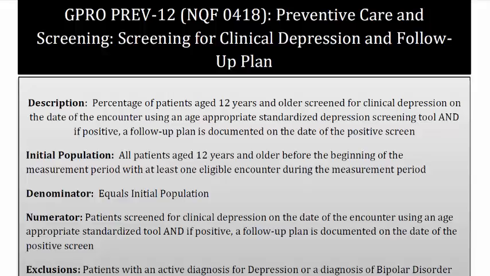The initial population includes all patients aged 12 years and older before the beginning of the measurement period with at least one eligible encounter during the measurement period. The denominator equals the initial population. The numerator is patients screened for clinical depression on the date of the encounter using an age-appropriate standardized tool, and if positive, a follow-up plan is documented on the date of this positive screen. The only exclusions are patients with an active diagnosis for depression or a diagnosis of bipolar.